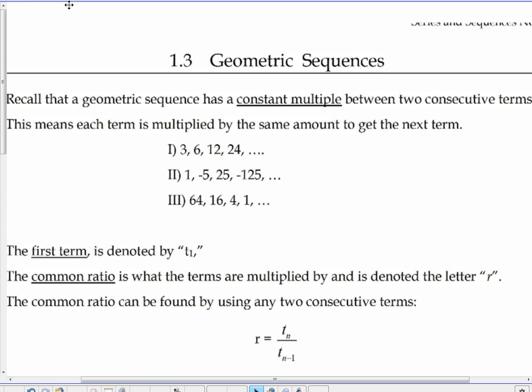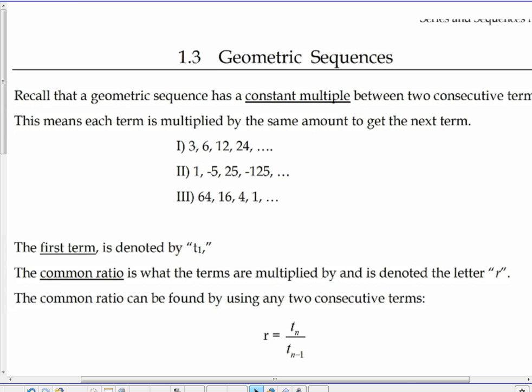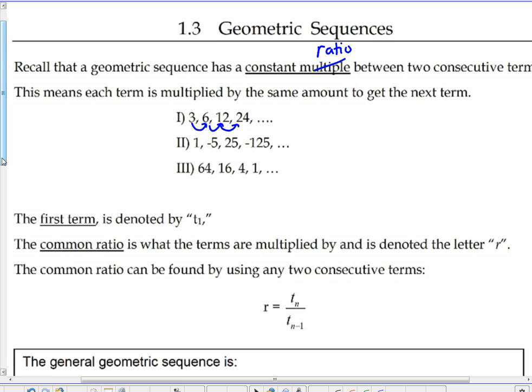So we learned about geometric sequences a little bit before. We know when it's a geometric sequence if it has what we call a common ratio. Common ratio, instead of a common multiple, is the number that you're going to multiply each term by to get the next. Agreed? Yes.